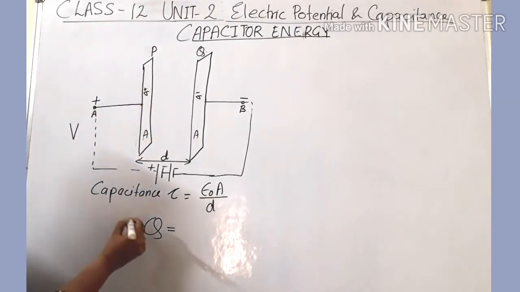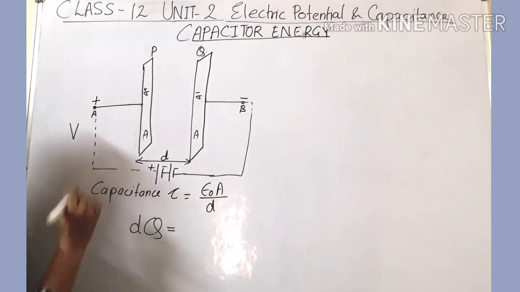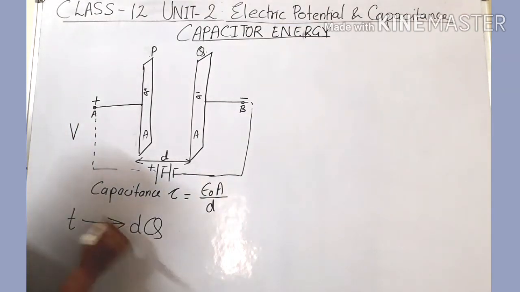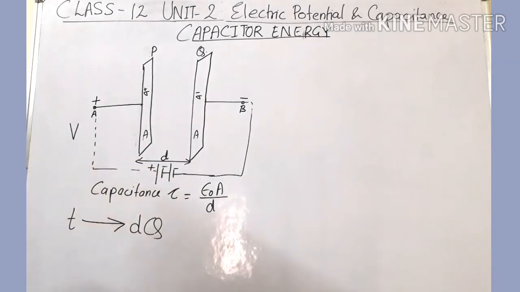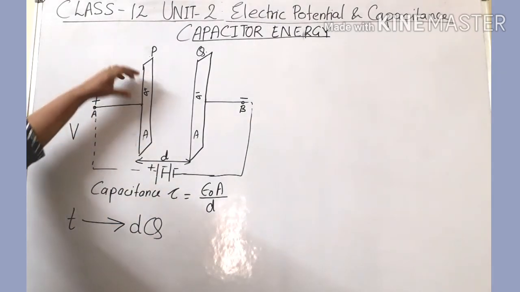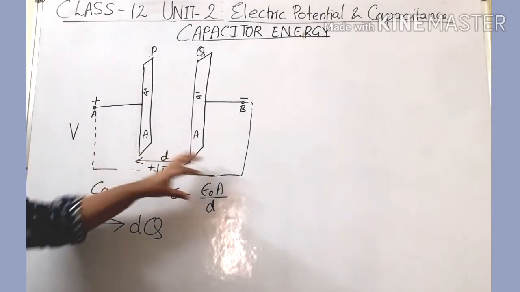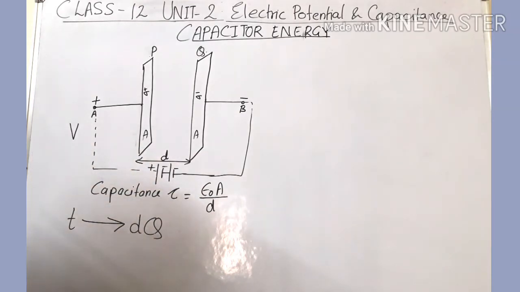Initially, if we take the case that at any instant T, the charge provided to the capacitor plate is dq. Here a small amount of charge is provided to plate P, given that the potential difference across the two plates is V.